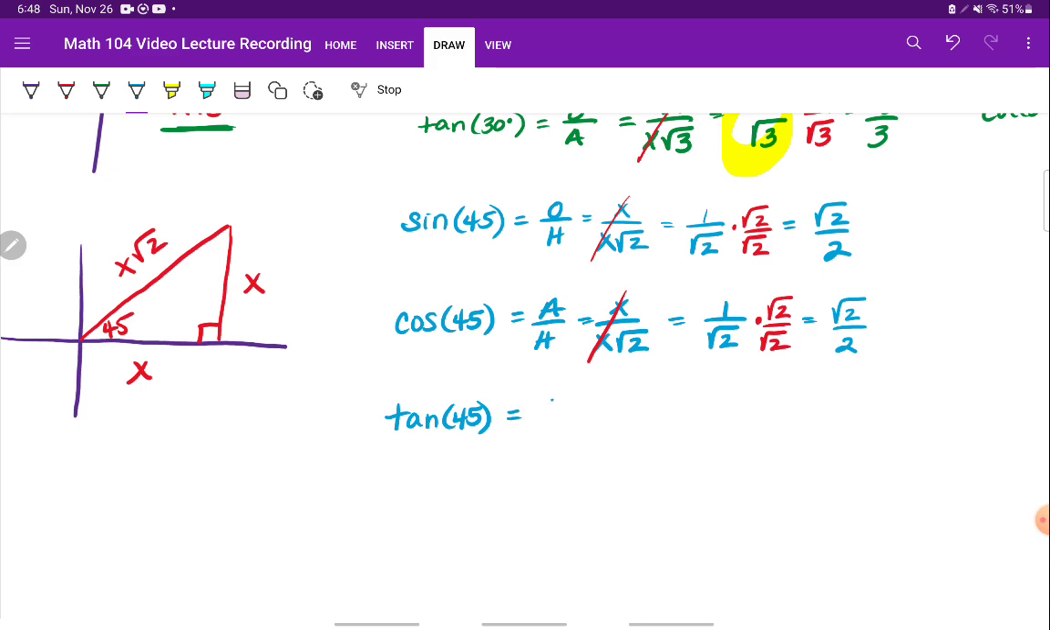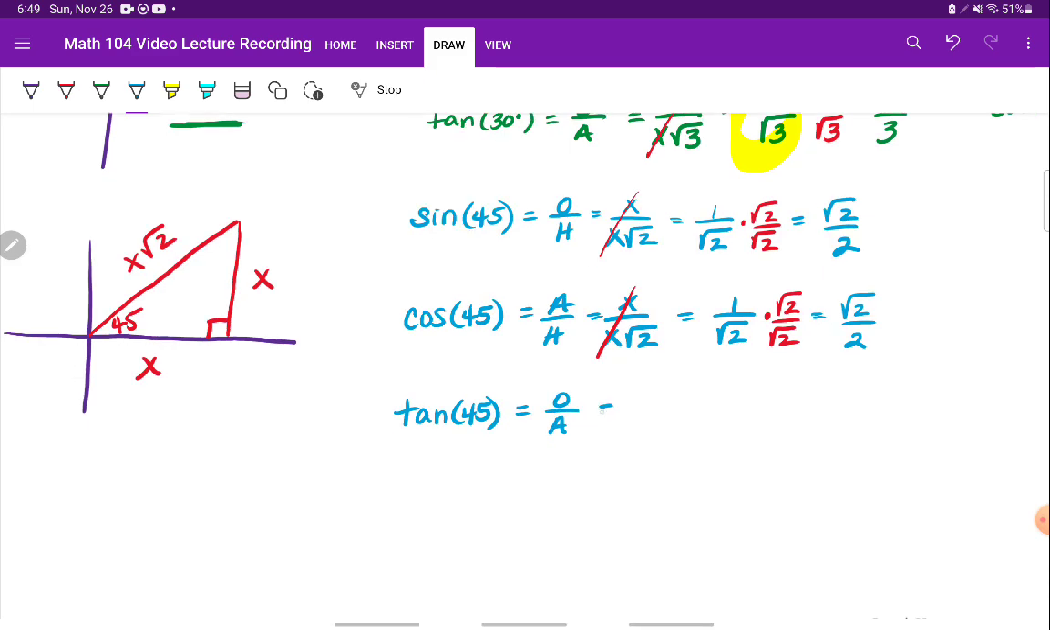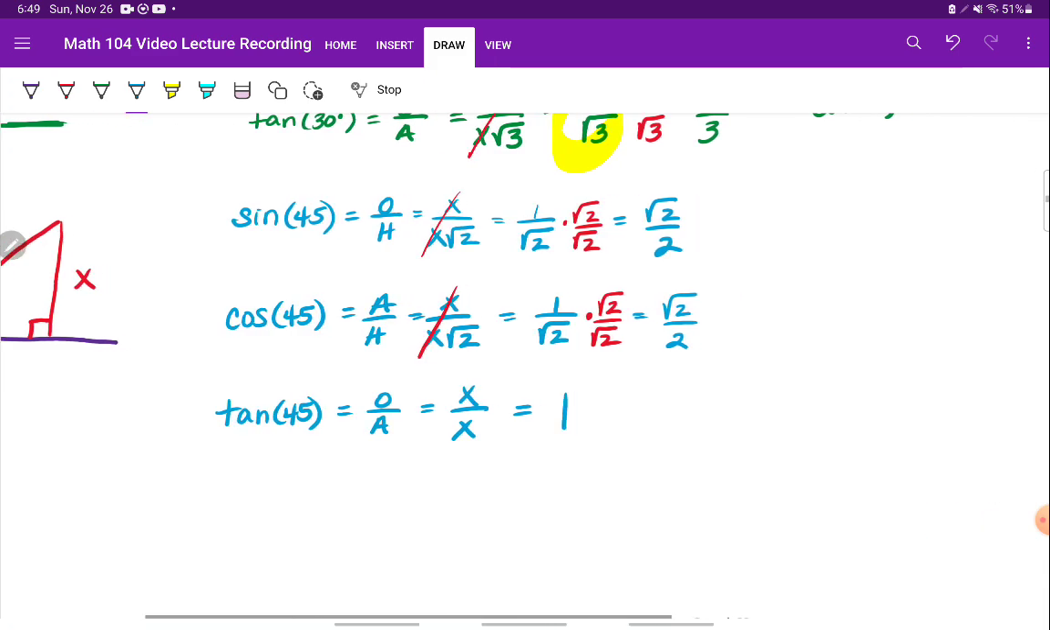Tangent of 45 degrees, that's our opposite side over our adjacent side. Opposite side is x, adjacent side is also x. This simplifies to be 1. Now that we have the main 3, we can get the others by doing the reciprocal.